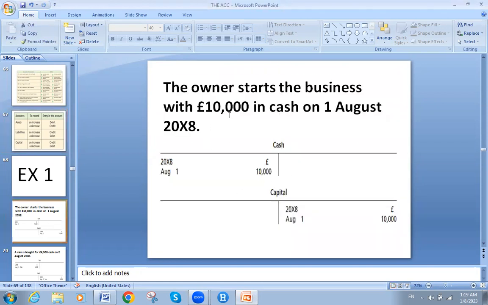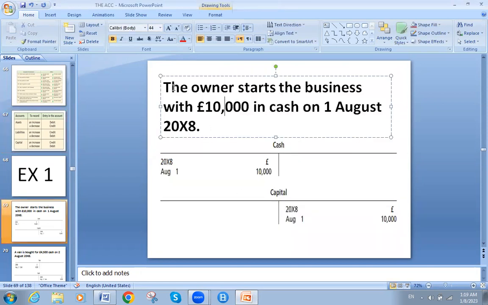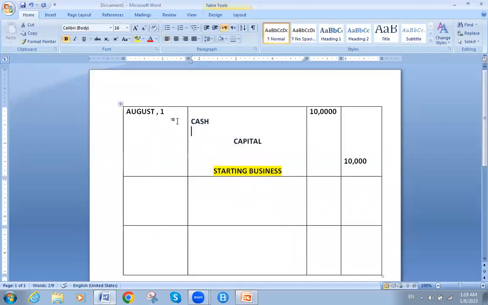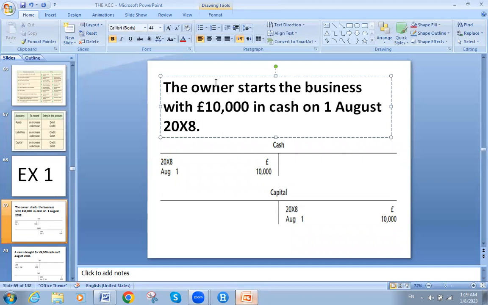Usually, as an example here, if we say the owner starts the business with LE 10,000 in cash, this means that the cash increased by 10,000, while the capital is increased by 10,000. So in that case, we will say from cash into capital. On August 1, that the date was August 1.